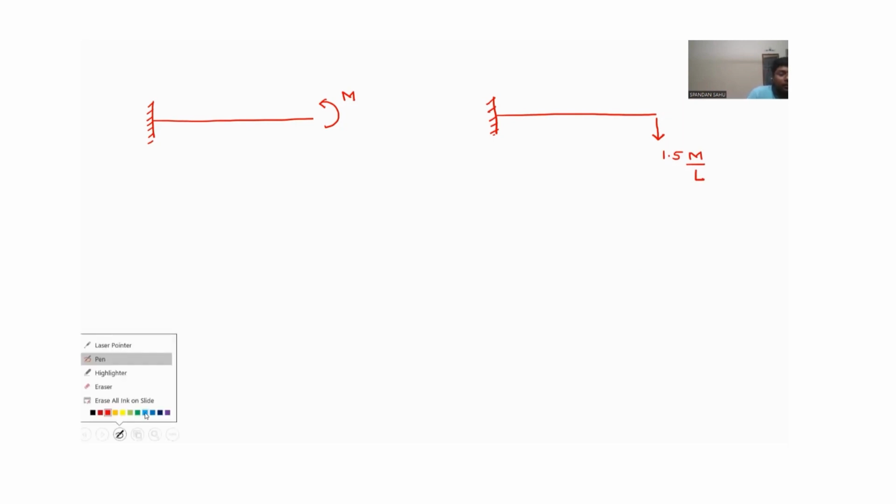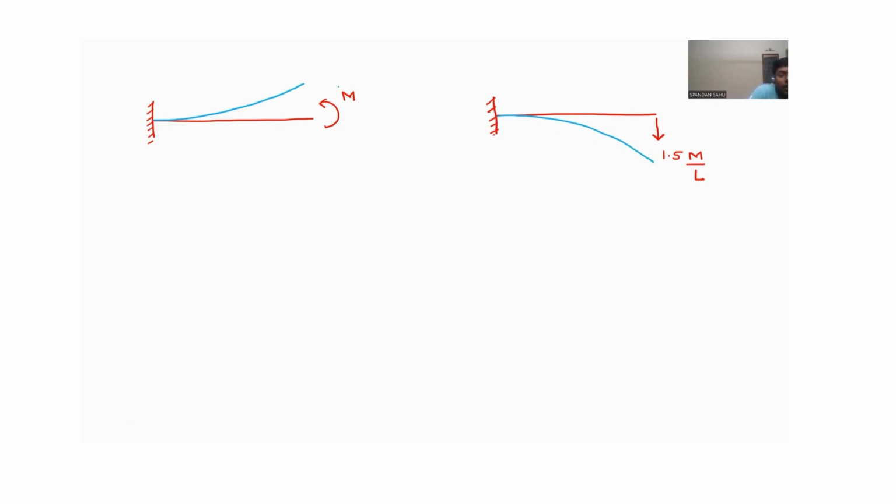So now our structure is divided into two. We know this M plus we know this R value. This R value is acting downward because minus 1.5 M by L. Due to this M, it is going upward. Due to this R reaction, now it will come down.